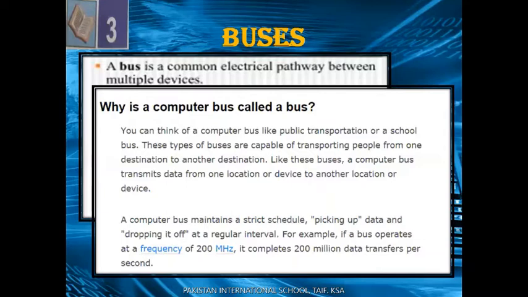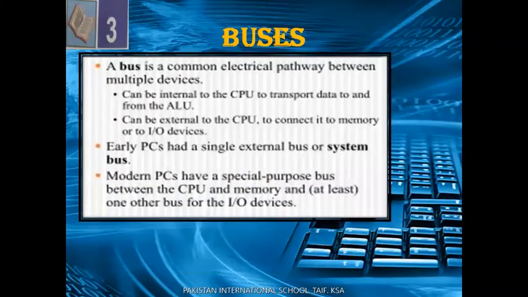Like these buses, a computer bus can transmit data from one location or device to another. So the basic purpose of a bus is transportation of your data, instructions and addresses inside the computer system, and it is a set of wires. A computer bus maintains a strict schedule, picking up data and dropping it off at regular intervals. For example, if a bus operates at a frequency of 200 megahertz, it completes 200 million data transfers per second. So it can transfer a large amount of data very fast.